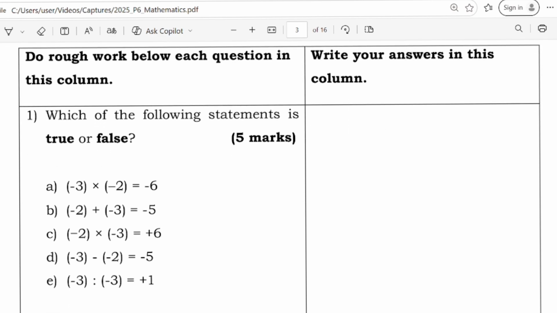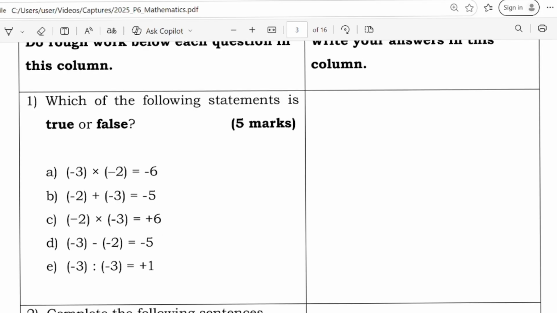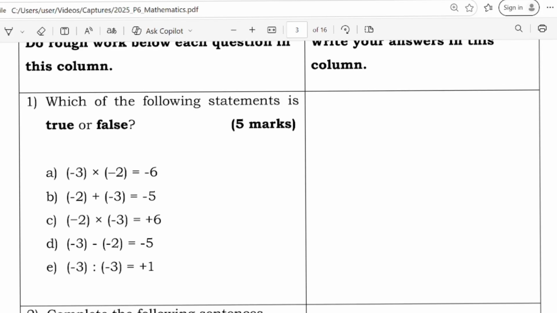It was to say if the statement is true or false. For example, question A: -3 times -3 equals -6. You should say if this statement is true or false. For instance, this A is false, because we should get +6 as the answer. You know that negative times negative gives us positive. So we should get 6, which is positive.